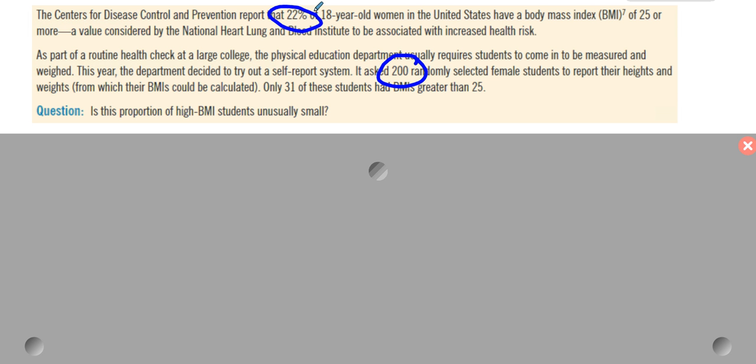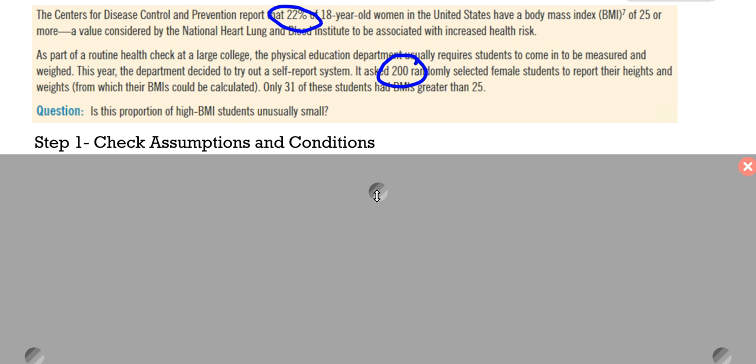So let's go through this systematically, a step-by-step process. I think that helps folks. First thing we want to do is check the assumptions and conditions. Don't do anything with the normal model until you can prove that you can be using it, until you can speak to it. Especially if you're taking the test, you have to speak to these things. We're going to jump right down to the conditions, however, because sometimes the conditions are a good indication that the assumptions have been met.